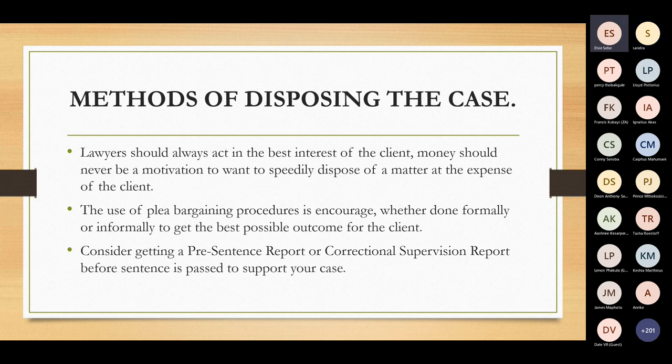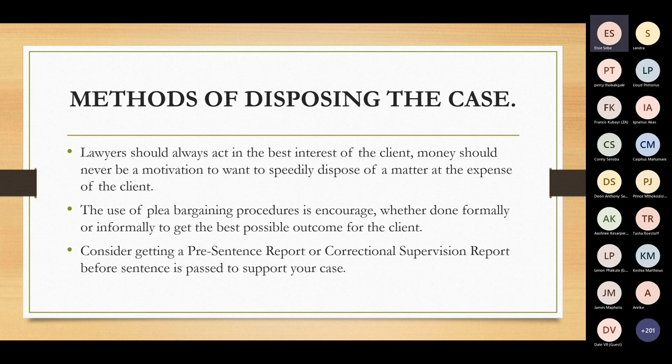Sorry about that. Lawyers should always act in the best interest of your client. Money obviously should not be a motivation when you want to speedily dispose of a matter at the expense of your client. You use the plea bargaining proceedings if you are entering into a plea of guilty, as I've already demonstrated to you, ladies and gentlemen, whereby you can say, okay, initially the main charge was assault GBH. Please accept a plea of common assault, because there's no proof of any injuries that were inflicted on the victim. And if everything works in your favor, then you can have that agreement with the state. They will change the charge. Then you will plead on the lesser charge.